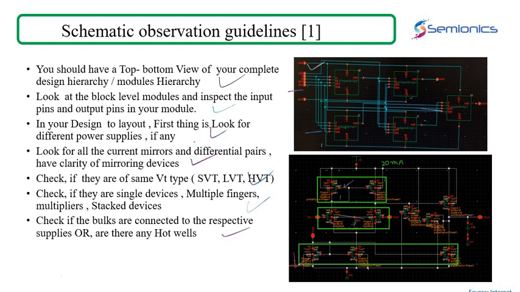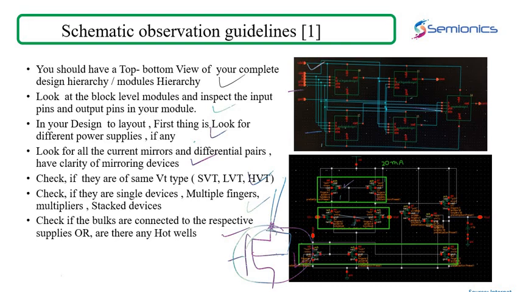But there would be certain scenarios in which you would have something called a floating well, wherein this particular bulk here is not connected to the supply, it is connected to another terminal over here. These kinds of transistors are called hot well connections. The ones wherein the bulk is connected to supplies are called cold wells.